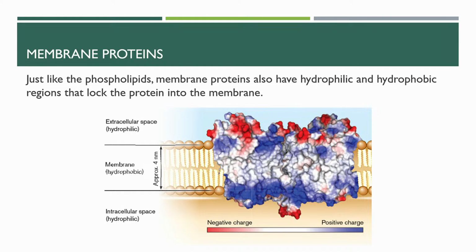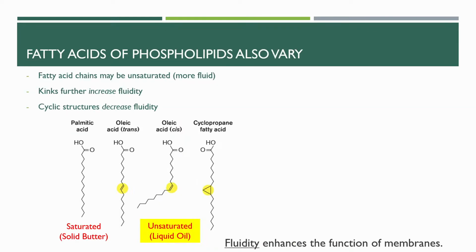So remember, the phospholipid bilayer is made up of these phospholipid heads and these fatty acid tails. These are the hydrophobic parts of the membrane. And the fatty acids also can vary. They're not all just the same. They could be either saturated or unsaturated. So if the fatty acid chain is unsaturated, that means that it's more fluid.